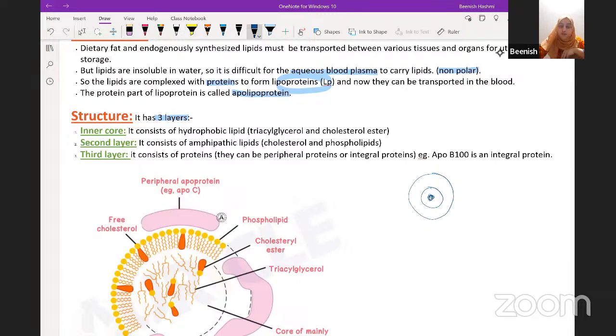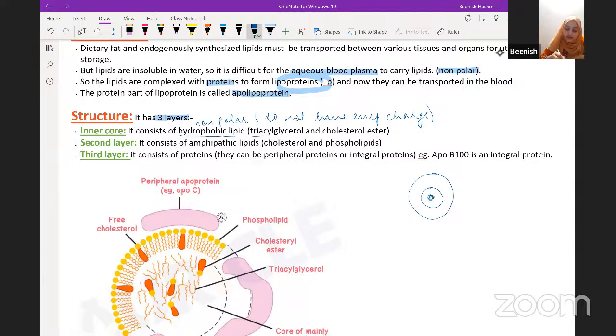You have hydrophobic lipids. What is hydrophobic? Something which hates water. Hydrophobic is non-polar, that is, it does not have any charge. Anything that is non-polar will be hydrophobic. They hate water, so they are going to be present inside the core, because in our body the majority of the medium is aqueous. The blood plasma is all aqueous. So since it is hydrophobic, it will be present inside the core.